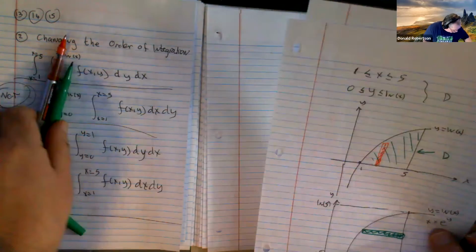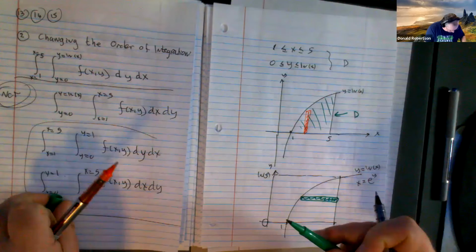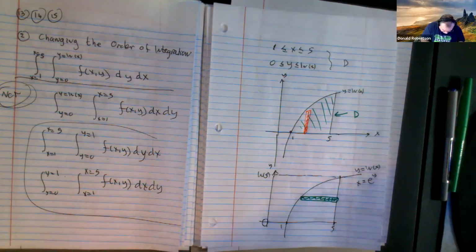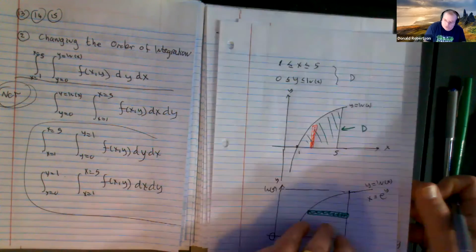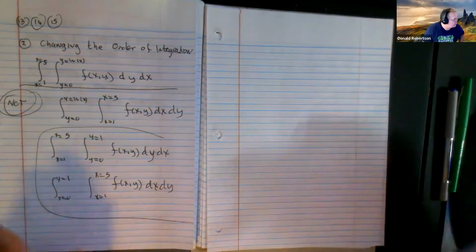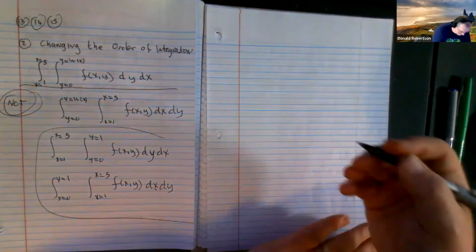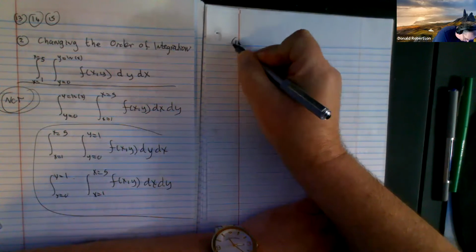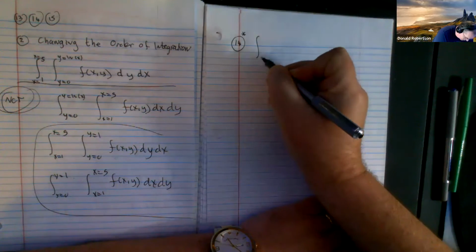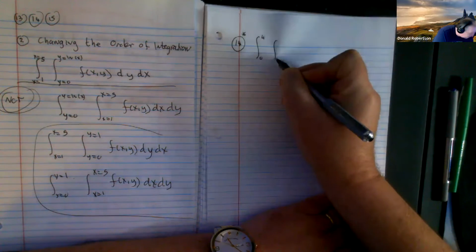And you might think, well, why would changing the order of integration be a useful skill? Some double integrals are really ugly if you do them one way, and are really nice looking if you switch the order and you do them differently. So here is a version of question 14. Going to change the order of integration.